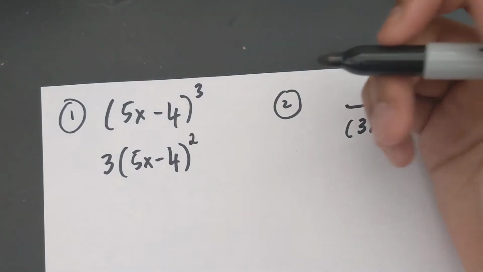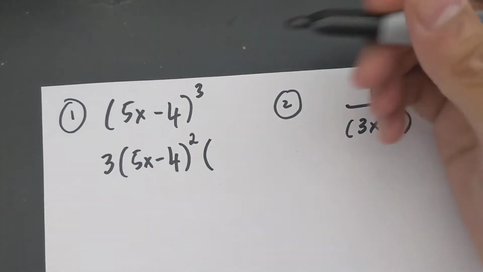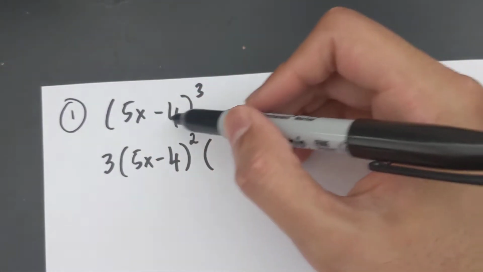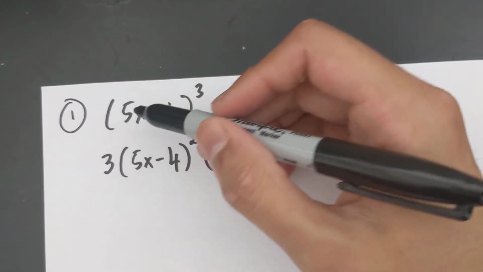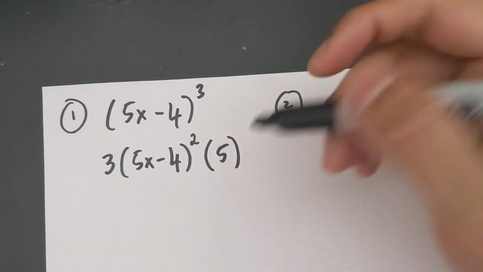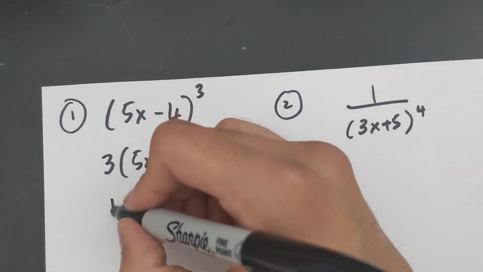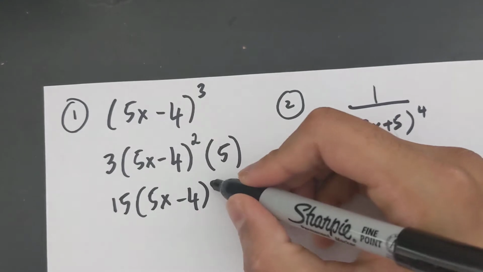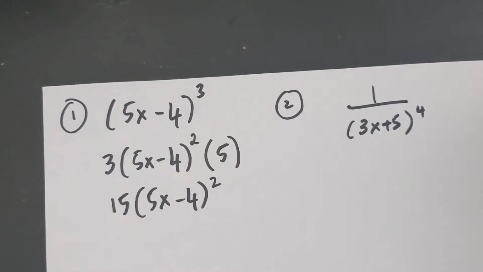So that's regular derivation. But because of the chain rule, because it's a composite function, we have to multiply by the derivation of the inside. If I derive 5x minus 4, that's just 5. Now I can simplify by multiplying the 5 times 3, so that's 15. And that is my final solution for the first one.